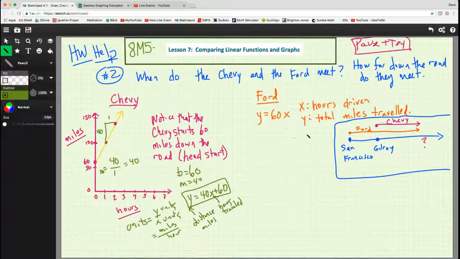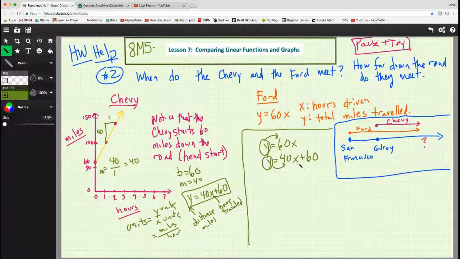So let's do that. Let's just cordon off a section here, and I'll say, well, y equals 60x. That's my Ford. And then I have y equals 40x plus 60. Well, I'm going to use substitution here. I'm not going to use elimination. I'm going to say, well, if y is equal to 60x and y is equal to 40x plus 60, then I can just set these two guys equal to each other. And this will be hopefully easy to figure out.